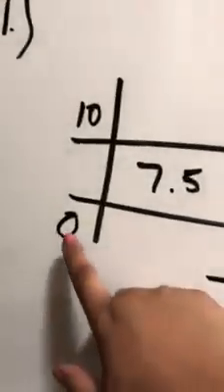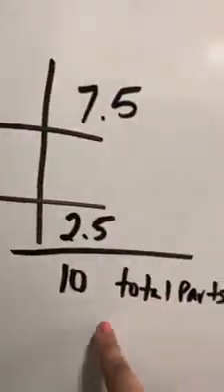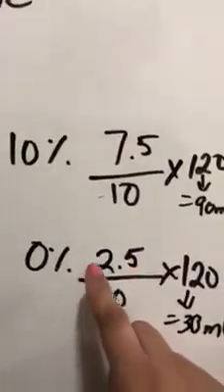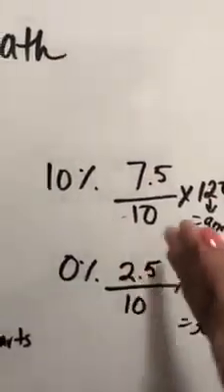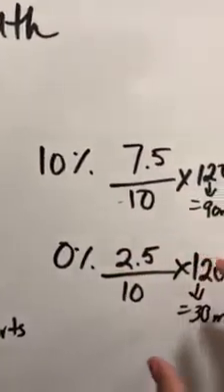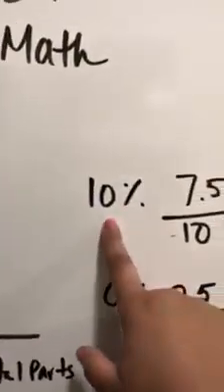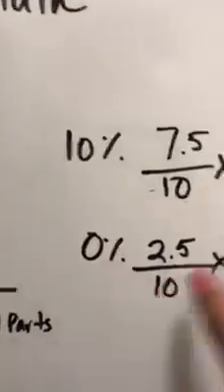On the bottom, the 0% solution, 2.5 over 10. I'm sorry, 2.5 parts out of 10 total parts, multiplied by the mLs, and you get 30. So for the 10% solution, you get 90 mLs to pour out. For the water, you need to pour out 30 mLs.